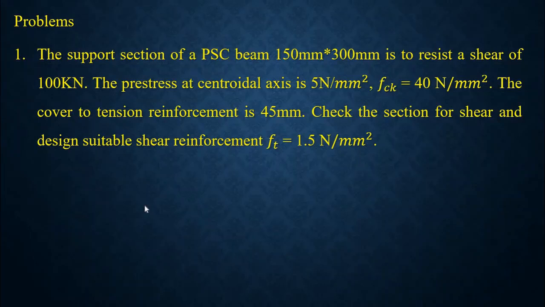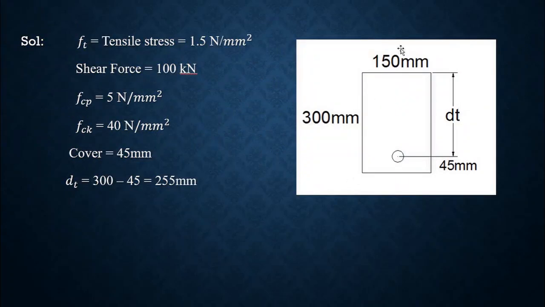Here they have given a cross section, that is a rectangle cross section 150 mm by 300 mm. Let me show you. We should draw this figure by ourselves, so write down the dimensions. They have mentioned that they have given a cover of 45 mm. Tension reinforcement cover is 45 mm.